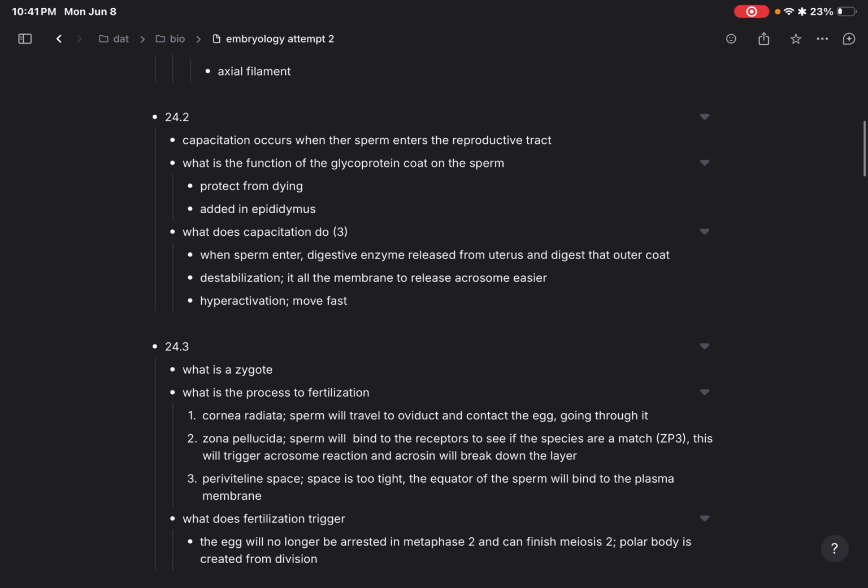Okay, so now moving on to the process of capacitation. So when will it occur? It occurs when we enter the female reproductive tract. Who is we? I mean, the sperm.